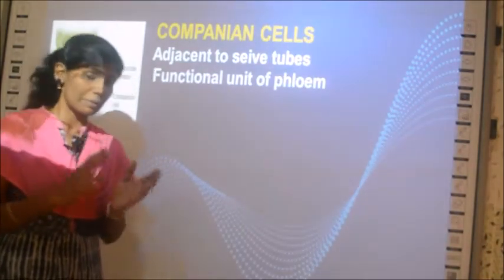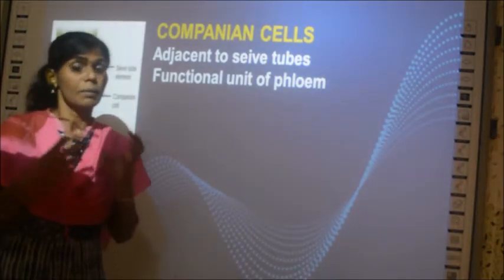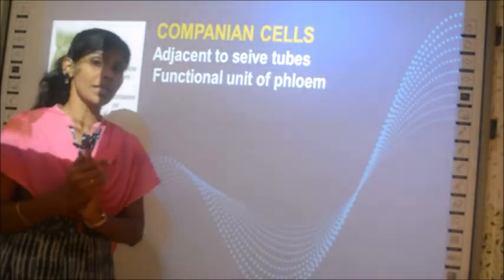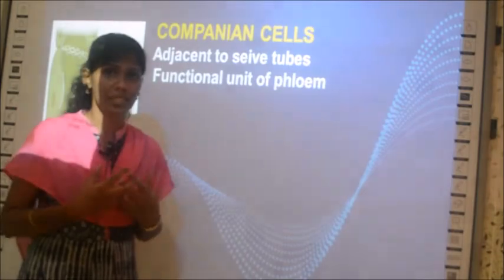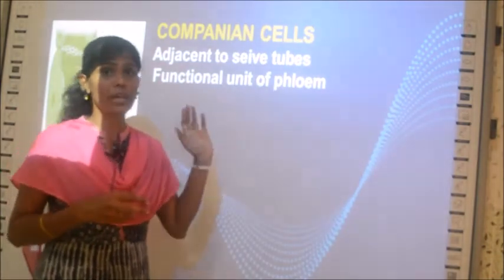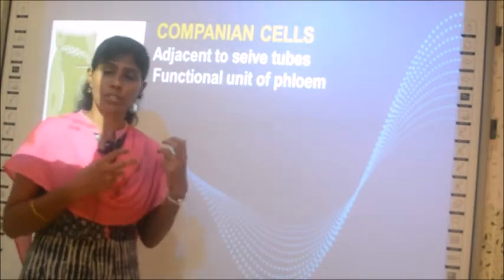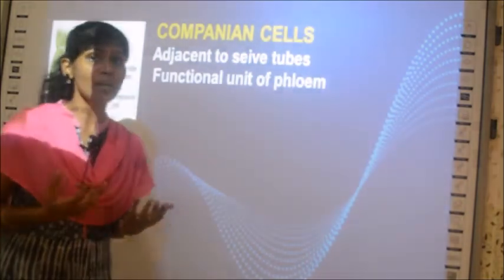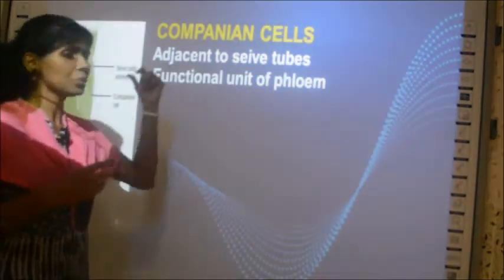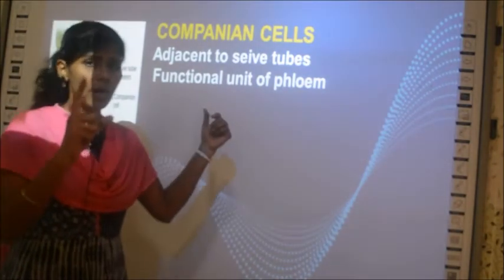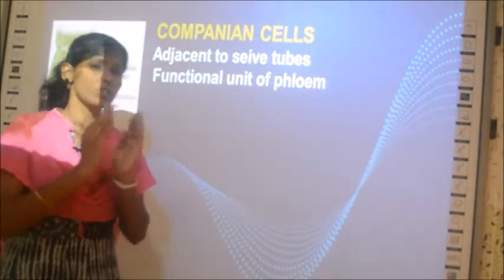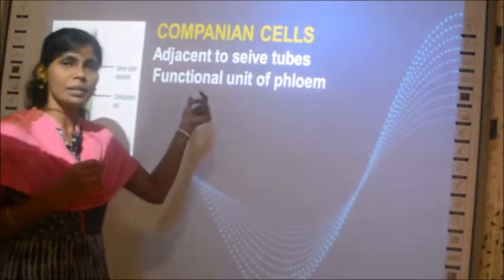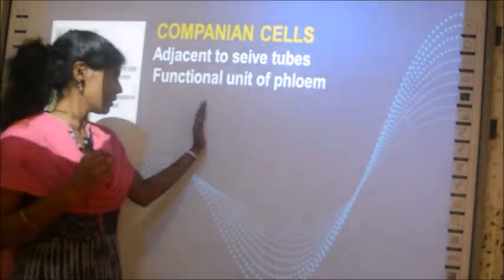Why so? Because in their absence, though they are companion cells, companion meaning just supporting cells, right? If the companion cells are absent, the phloem will not function properly. So, they are called functional units of phloem. Which one? Companion cells. So, the two properties of companion cells: one, they are always adjacent to, or sticking onto, the sieve tubes. Second, they are the functional units of phloem.